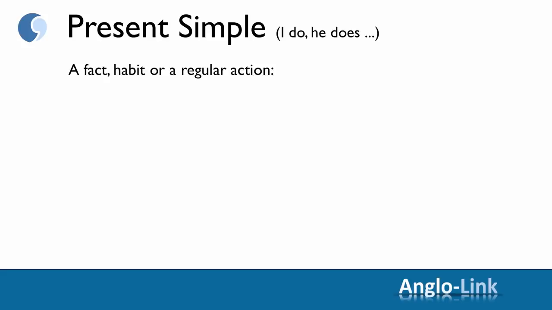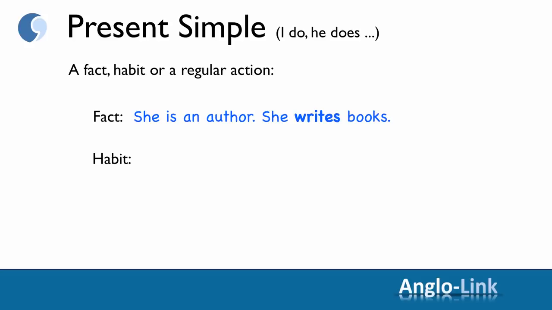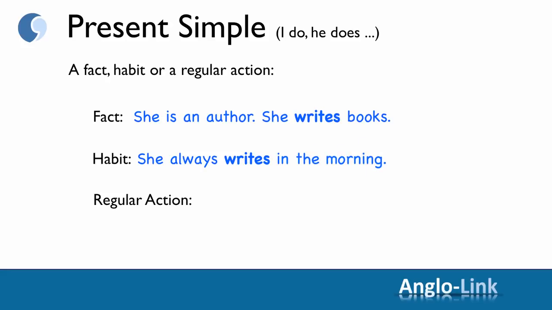As you will remember, the present simple tense indicates a fact, a habit, or a regular action. Let's look at some examples. A fact. She's an author. She writes books. A habit. She always writes in the morning. And a regular action. She writes 2 books a year.